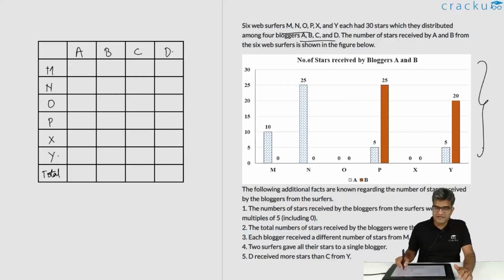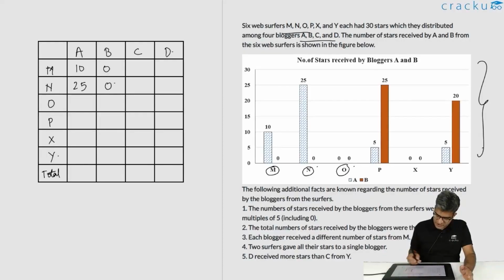Now from this bar chart, we can figure out what are the stars that are received by the bloggers A and B. For example, this will represent that A received 10 from M and B received 0 from M. So the remaining 20 from M are given to C and D. Similarly over here, the number of stars that N gave to A is 25 and the number of stars N gave to B is 0. The remaining 5 stars are given to C and D in some order.